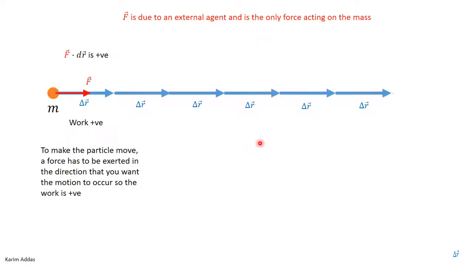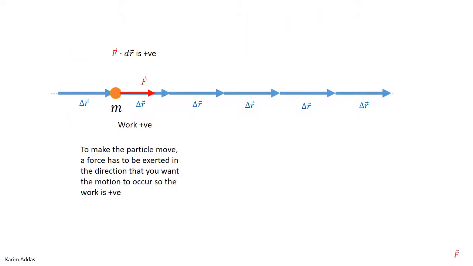Well, during the initial part of the motion, the mass has to gain speed, so there must be a force acting to the right. And since there's a force acting to the right, then there's work, because F dot delta R is a positive number and it's positive work. Now, as you go to the right, there's still positive work being done.